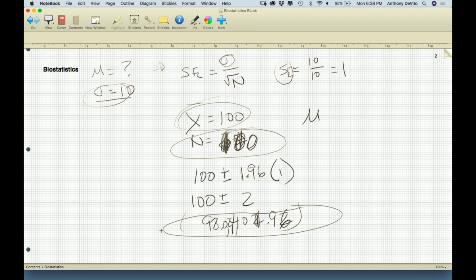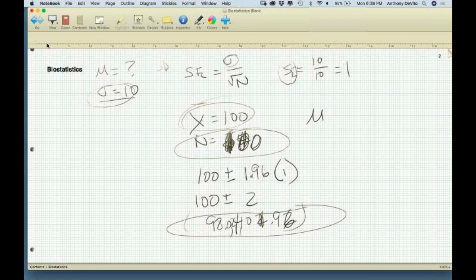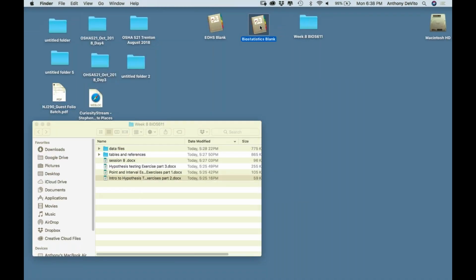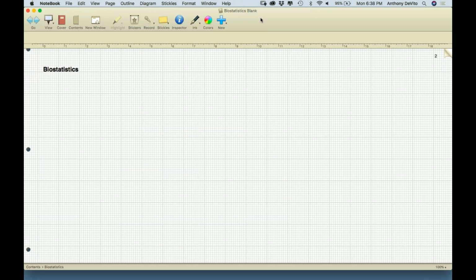Okay, let's do this again. Exactly the same numbers, except this time, I'm going to take a sample of size 25. Let's say x bar is equal to 100. The sample size is equal to 25. And we don't know what mu is, and we don't know what sigma is. We don't know either one of them.